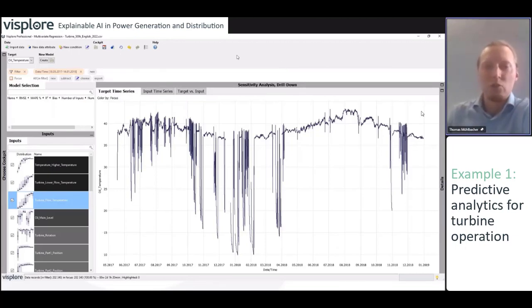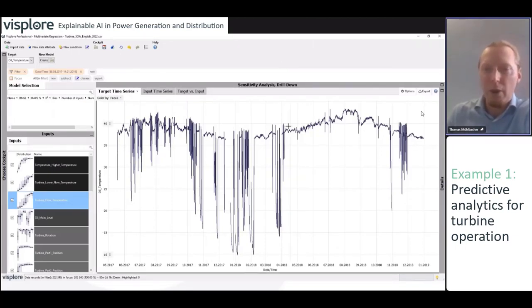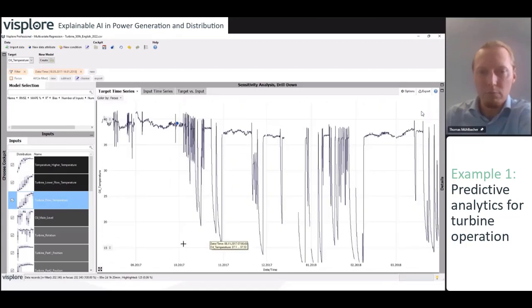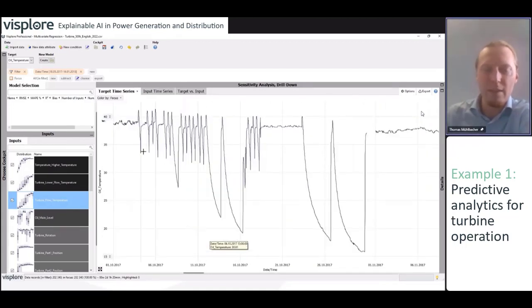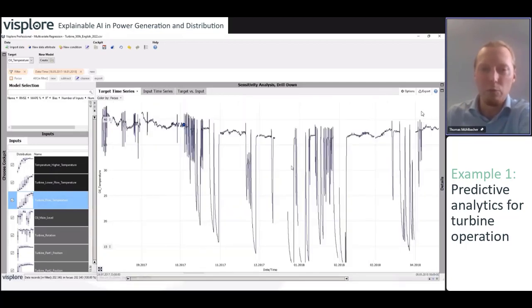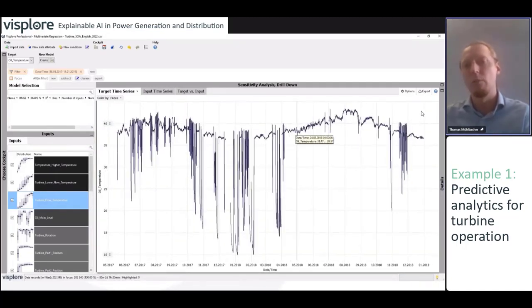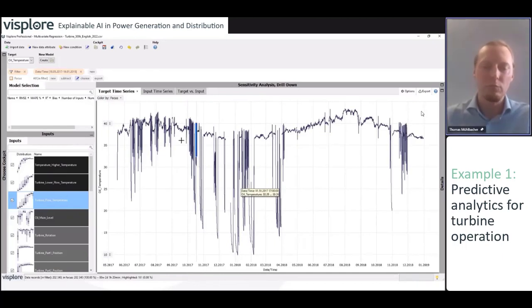Right. So we see here some parts of normal operation, but we also see, and this becomes better visible when I zoom in, that there are also some shutdowns and some ramp ups of this turbine. And this is also not the normal operation that we want to model. We want to model this rather smooth state here.